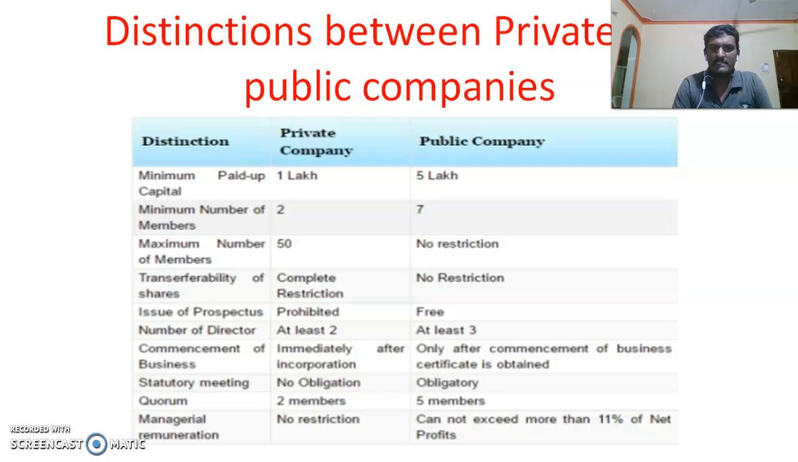And the minimum number of members: there should be a minimum of 2 members in case of a private company, but a minimum of 7 members in case of a public company. As far as the maximum number of members is concerned, in a private company there should be 50 members. More than 50 members are not allowed in a private company, but in a public company there are no restrictions. And one more important point of distinction here is transferability of shares. There are complete restrictions on the transferability of shares in a private company, but it is totally free in a public company.